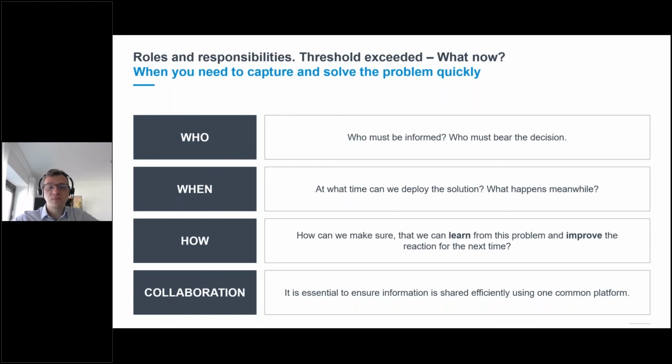The basic questions that you ask yourself when you exceed a threshold are who, when, how, and how do you collaborate? So who do I need to inform? Who needs to know that we have exceeded this threshold? When can we have a solution in place that fixes what we are encountering right now? And how can we learn from it? What can we do in the future to do better? And this is all about collaboration, to share information and use it in an efficient way.